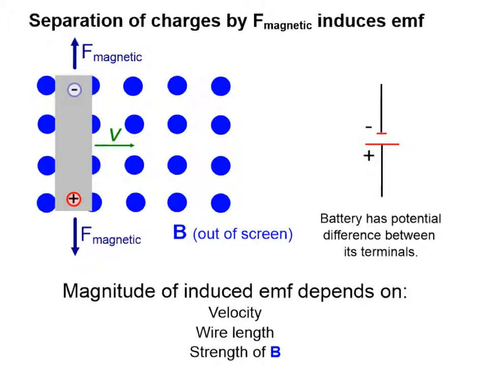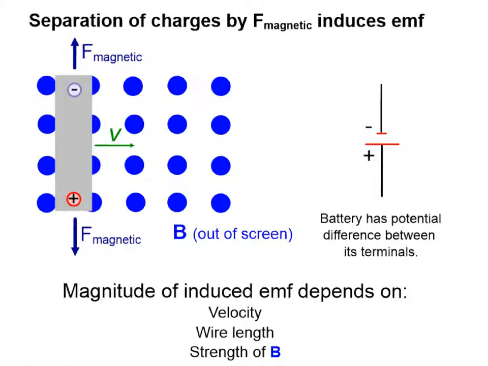So the separation of charges actually induces the EMF. If you think about it, the positive and negative charges create a potential difference between the ends of the conductor, just like a potential difference is created in a battery that has the different positive and negative terminals. So essentially, this is producing an EMF in the same way that a battery produces an EMF.